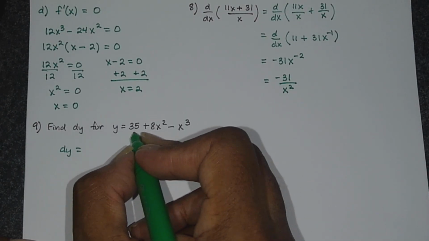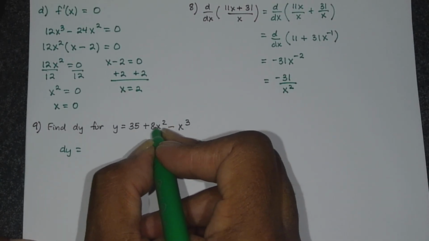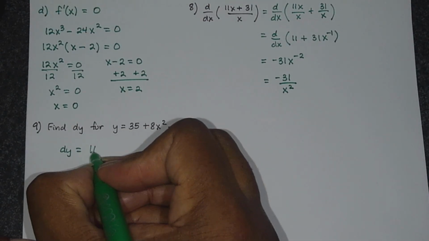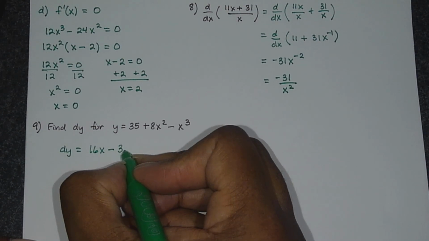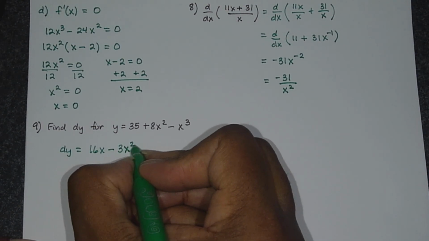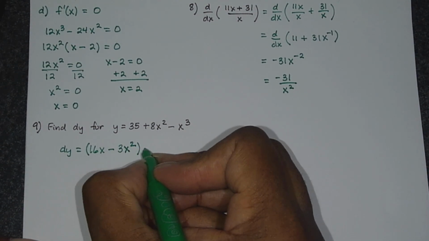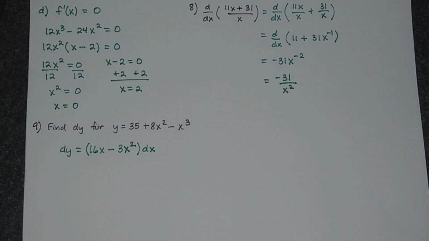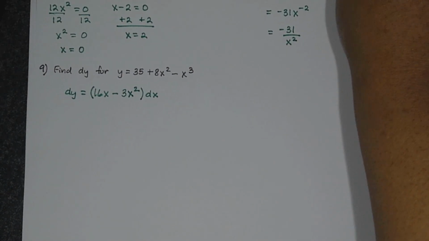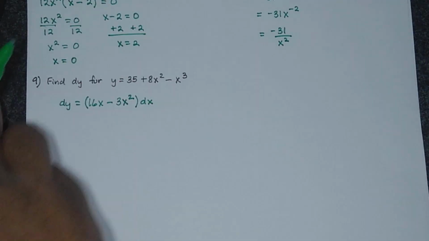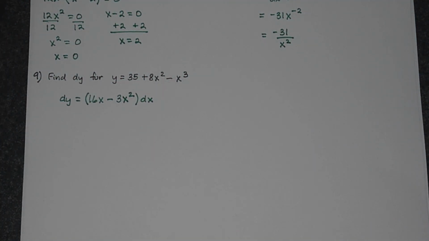Well, what's the derivative of 35? 0. The derivative of 8x squared? 16x. Minus the derivative of x cubed? 3x squared. And I will include dx on the end. That's all there is to it. So that's how we find that differential. All right. Any questions on problem number 9?